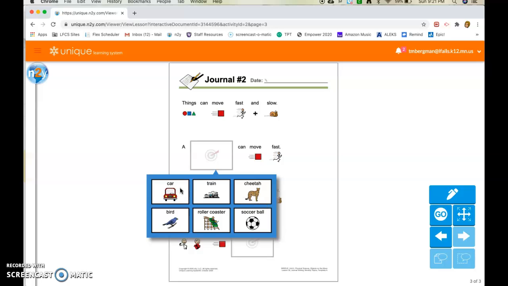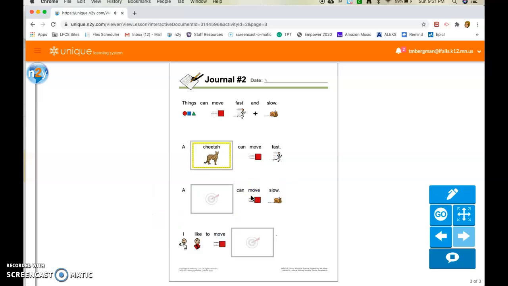A car can also move fast, right? A train can move fast, a roller coaster can move fast, a cheetah can move fast, a soccer ball can move fast, and a bird can also fly very fast. You can choose which one you prefer. So I'm going to choose a cheetah. A what can move slow?